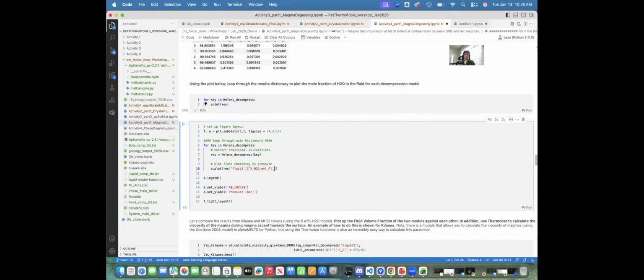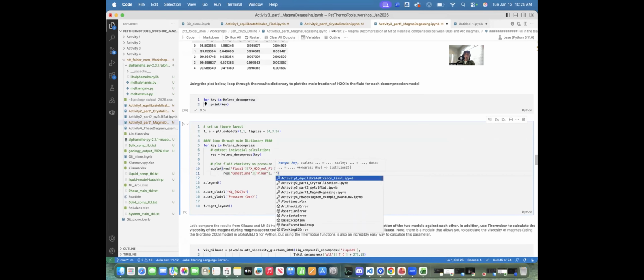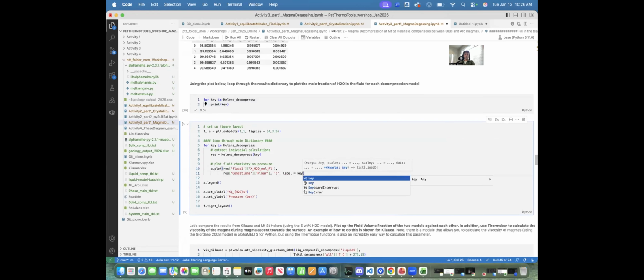So that's how to extract the mole fraction of water in the fluid. We then need to specify, using the conditions tab, that we want to plot against pressure. And then we can specify a dotted line, specified using a colon, and then label equals key should work, but the F key should also work. I don't know why some work and some don't in this case.